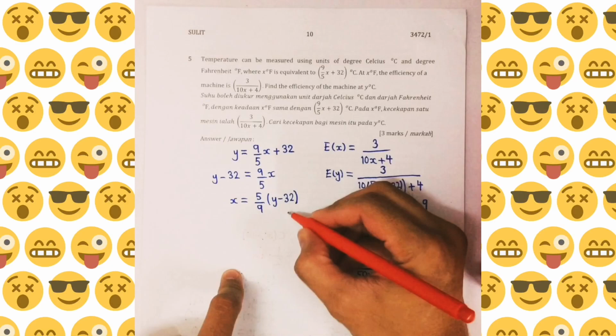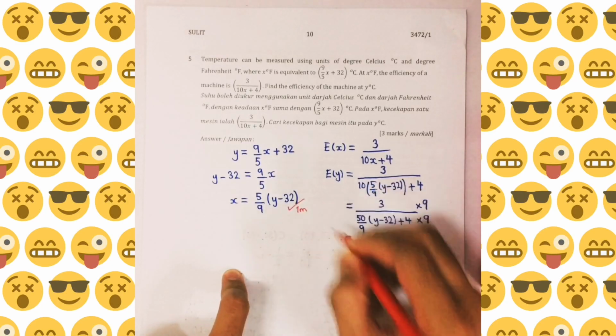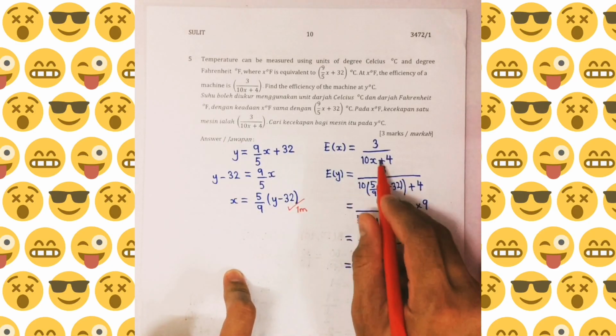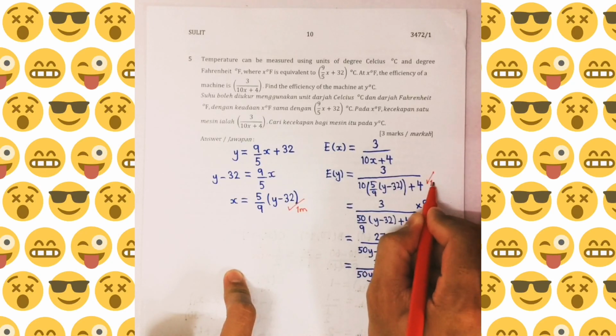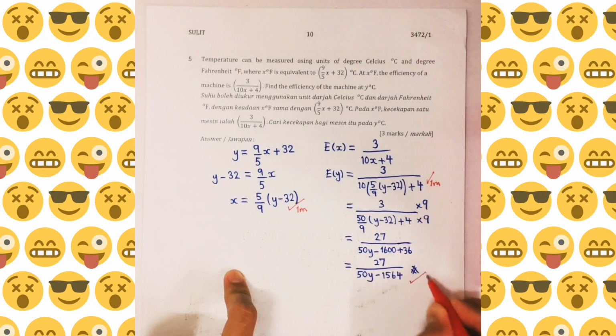So the 3 marks come from here. If you write this, you get 1 mark. If you write this, when you substitute into your x, you get another mark here, 1 mark here. And the final answer will be 1 mark.